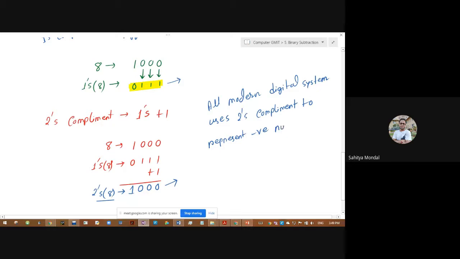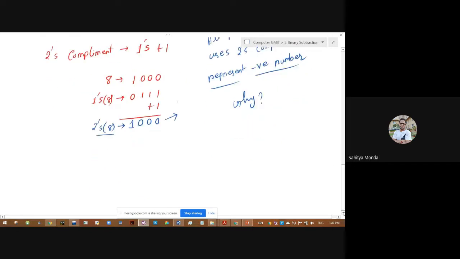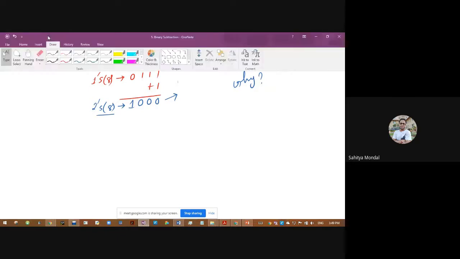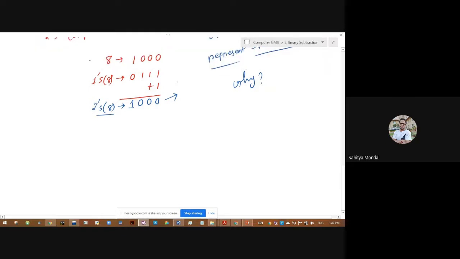All modern digital systems use two's complement to represent negative numbers. What is the reason? Why? This is a very important and conceptual question. Why do all modern digital systems use the two's complement method? You could argue that a digital computer should use the one's complement methodology, but this is the explanation.